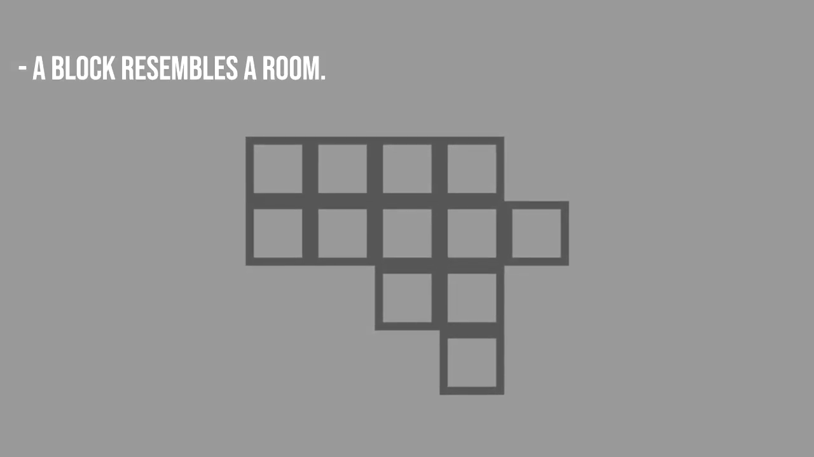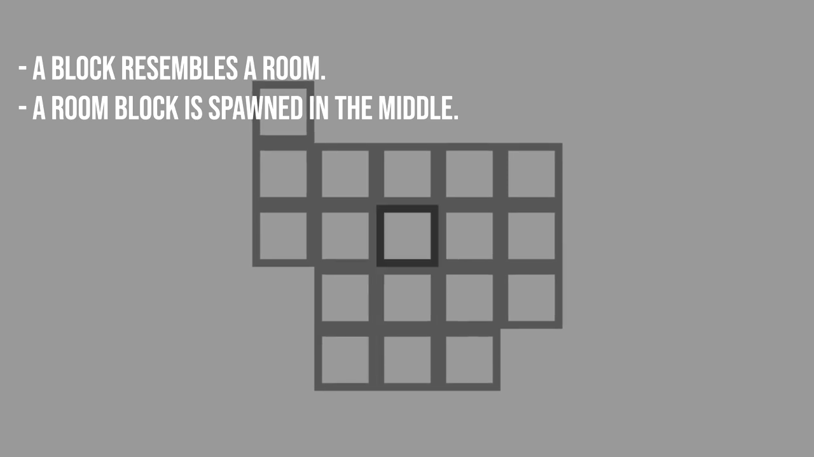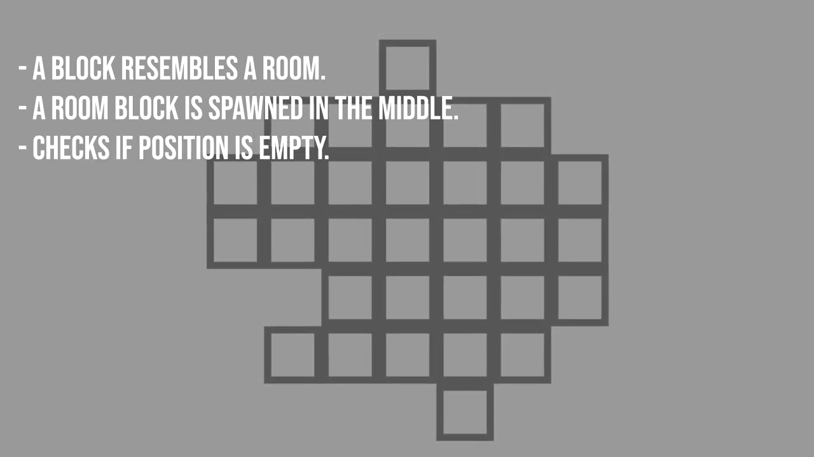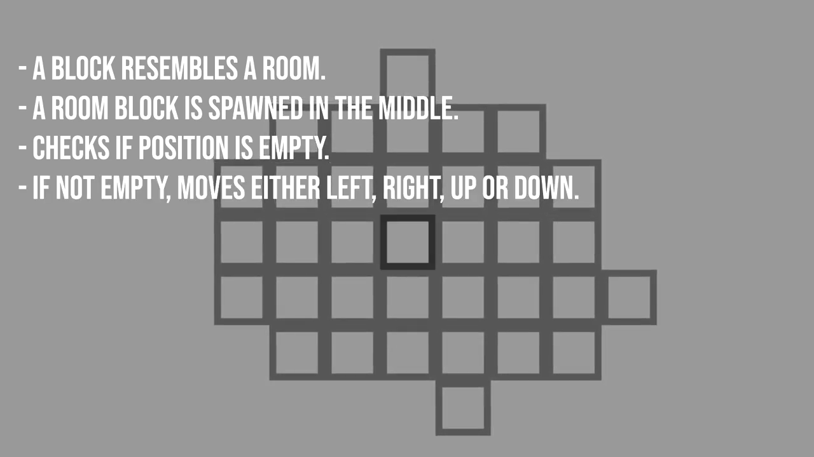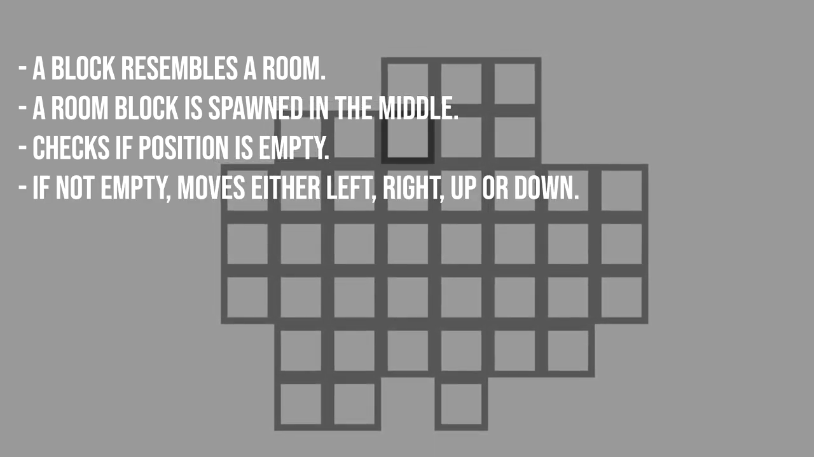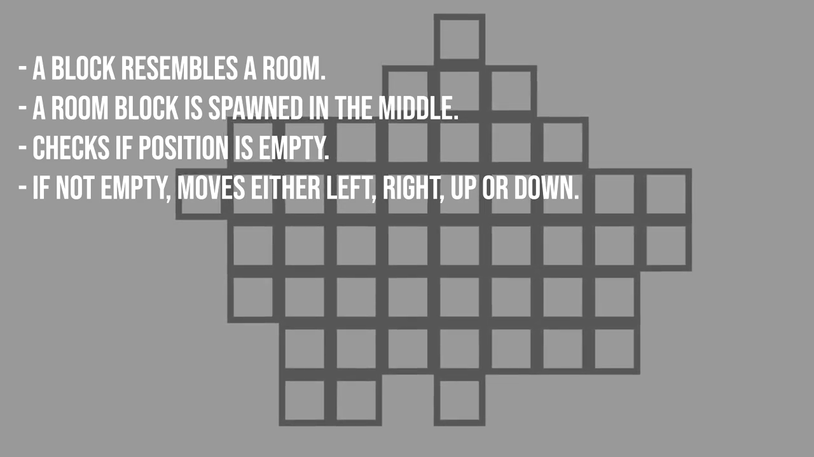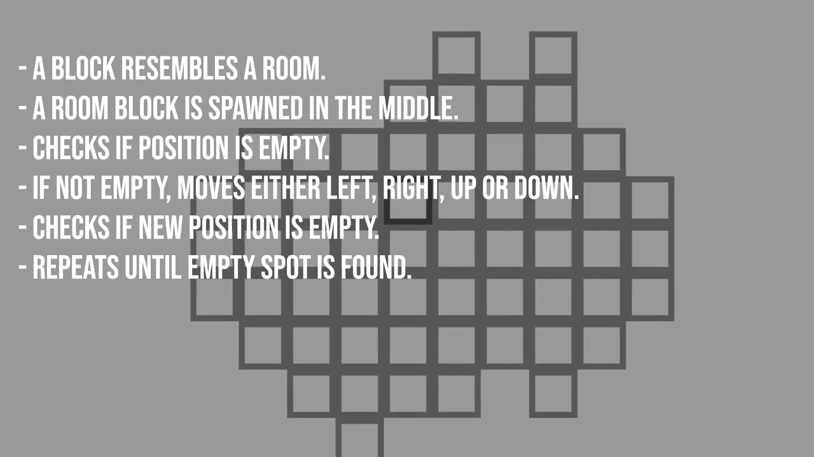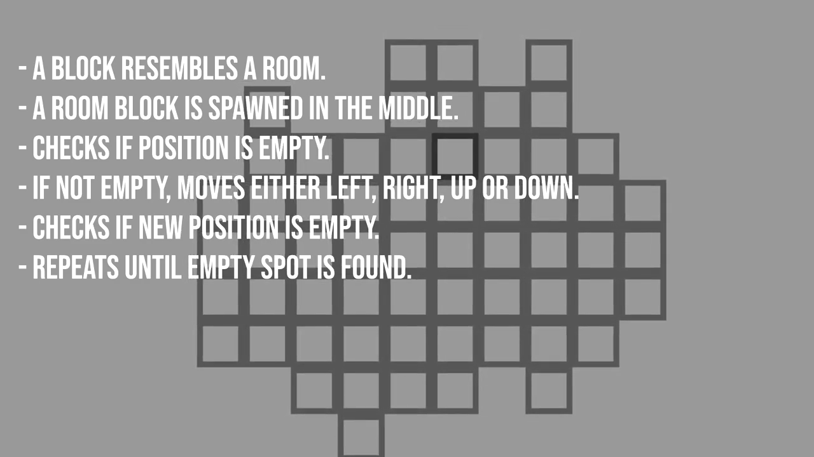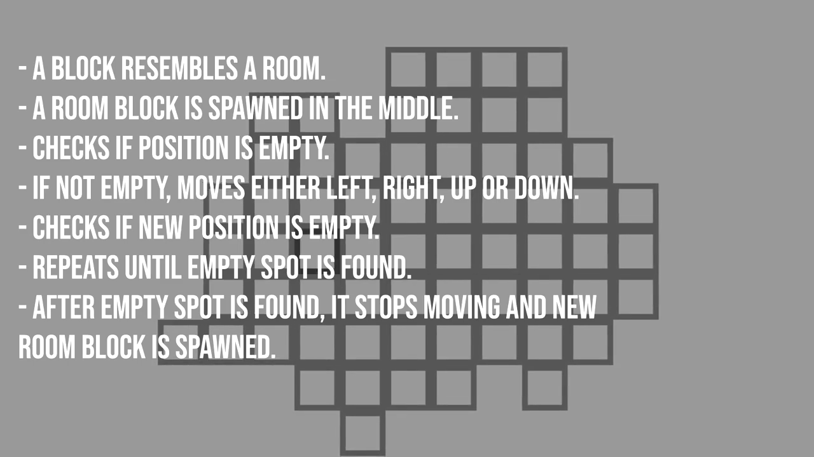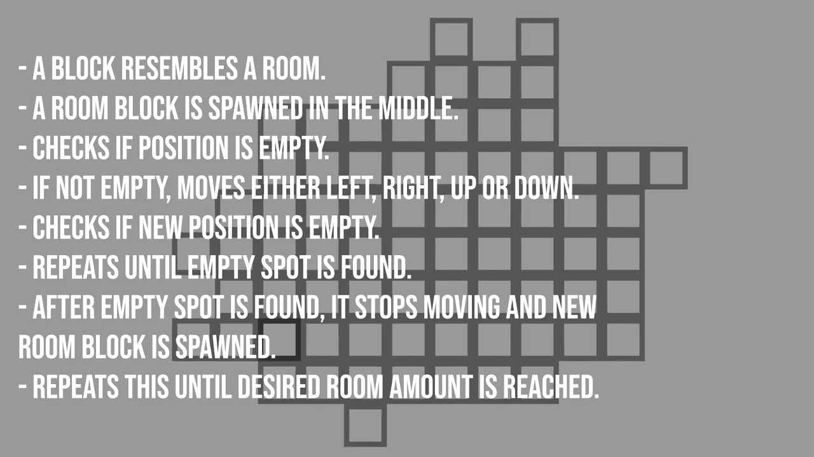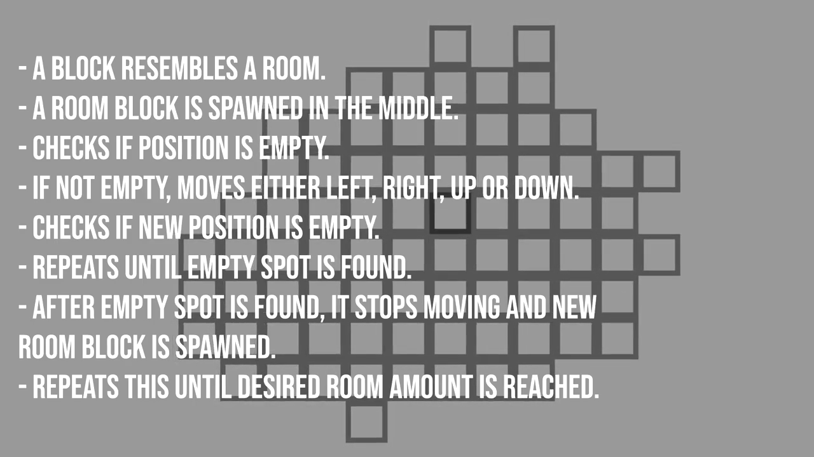My approach to this will be to have blocks that resemble a room, spawning in the middle one by one. Every time a room block is spawned, it will first check if the current position is empty. If it's not empty, it will choose to go either left, right, up or down. It will then check if the new position is empty and keep on repeating this until it finds an empty spot. When an empty spot is found, it stops moving and the next room block will spawn. This will go on until I reach the desired amount of rooms.